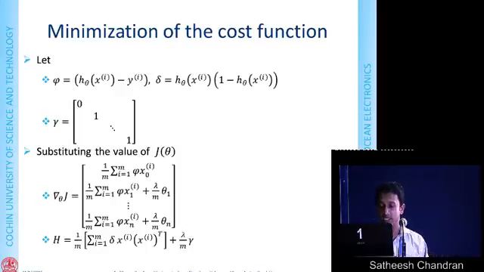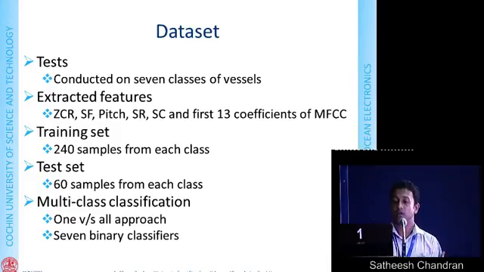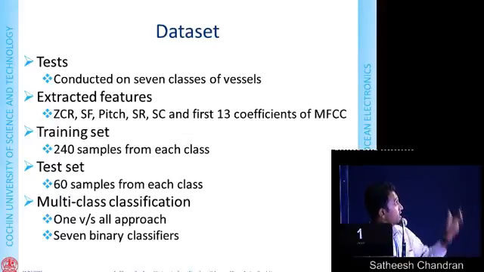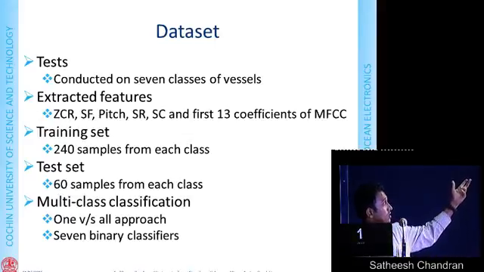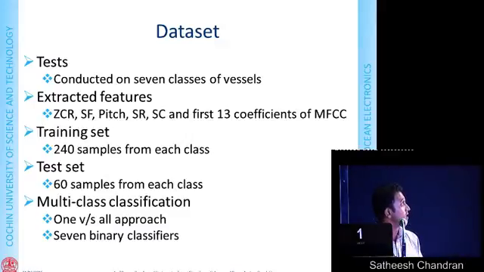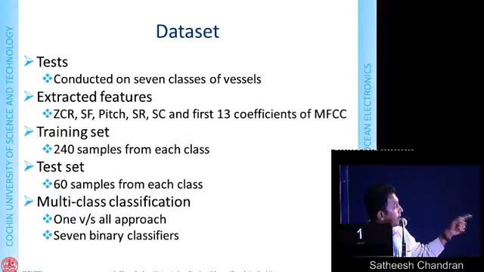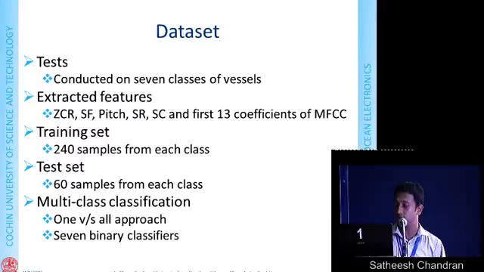Now coming to the results and discussions. The data set for this purpose consists of training and testing sets. The training set was constituted of 240 samples from each class, and the test set of 60 samples from each class. The features extracted were zero crossing rate, spectral flatness, spectral roll-off, spectral centroid, and 13 coefficients of MFCC, and we tested on 7 classes of vessels. Multi-class classification, as discussed earlier, was implemented, which employs a one-versus-all approach, employing 7 binary classifiers for this task.